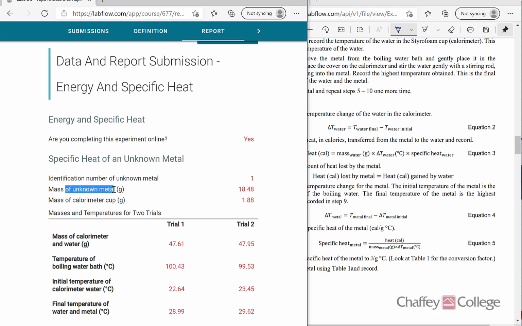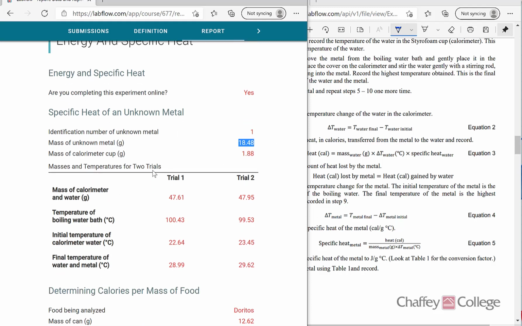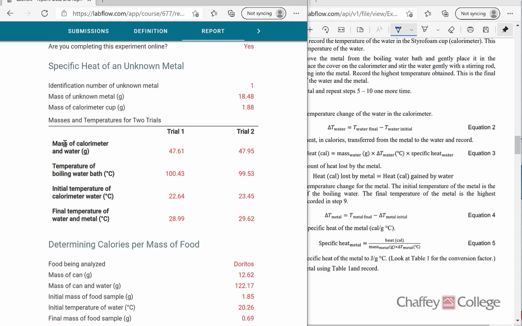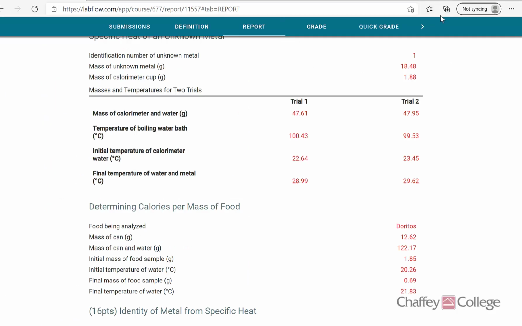When we measure the mass of the metal, it's 18.48 grams. It's already measured. I don't have to do anything. Mass of the empty cup. So this one is the empty cup. Its mass is 1.88. And mass of calorie meter and water. So calorie meter is just a cup. So let me expand it.